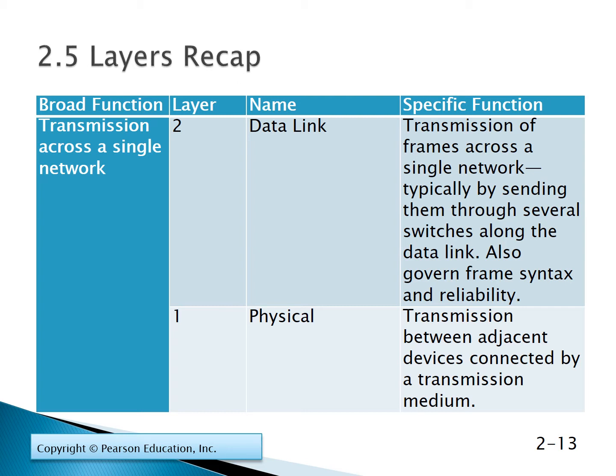And then finally, the lowest layer is the physical layer. It is the transmission between adjacent devices connected by a transmission medium. So it is about adjacent devices. The physical layer will not worry about going through multiple devices. It's just between two devices. It could be two computers, but a lot of times it's about one computer and one network device, or two network devices. It can be a LAN cable, optic fiber, Wi-Fi, your mobile phone signal, and so on.